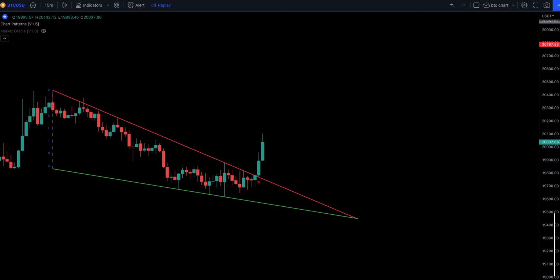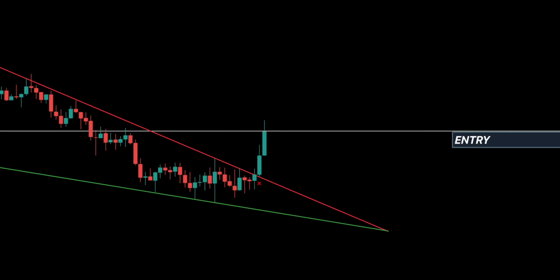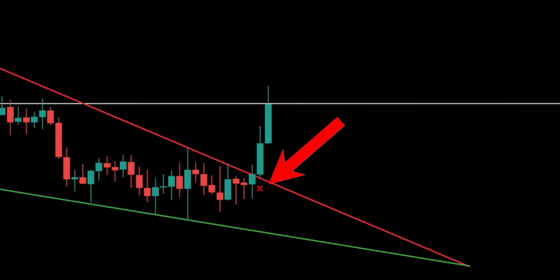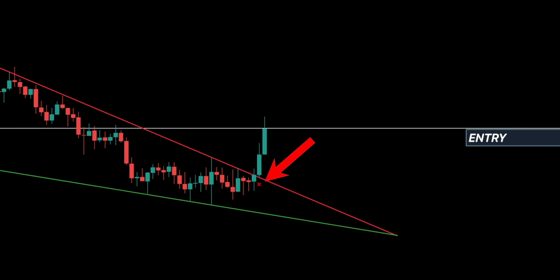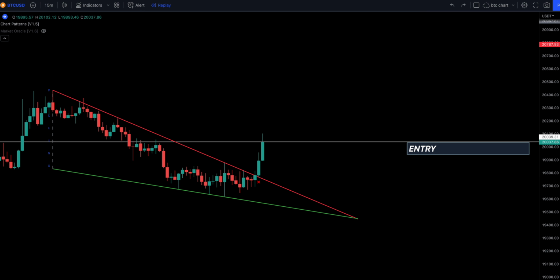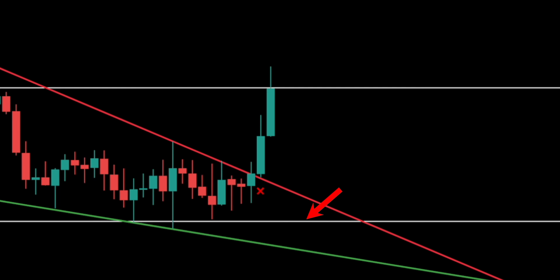The second and lesser aggressive method is entering the trade when our pattern algo has printed a red X. The red X is the point at which our algo has determined a confirmed breakout. At this point, there is less of a risk of price action coming back inside of the pattern for a fake out. But the risk does still exist, and setting your stop loss just inside the pattern is still good practice.